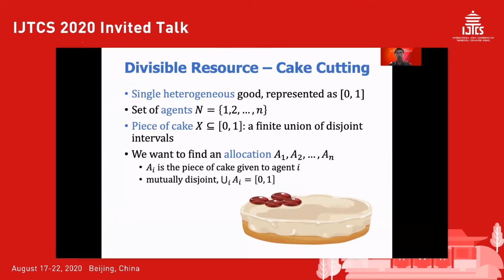We have a set of agents who want to divide this cake, and we say a piece of cake is just a finite union of disjoint intervals. The idea here is that it does not have to be connected. It could be the union of many different intervals. In the end, we want to find an allocation, which is essentially a partition of the whole cake into n different pieces. So A_i is the piece of cake given to agent i. And we require that these n pieces are mutually disjoint and their union should be the whole cake.